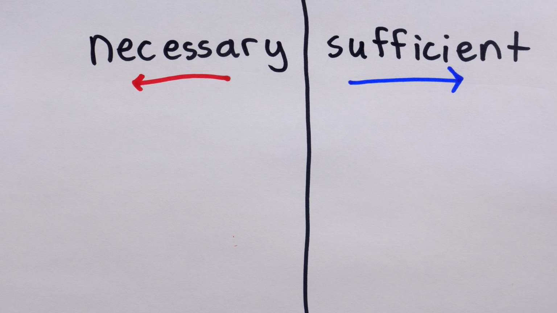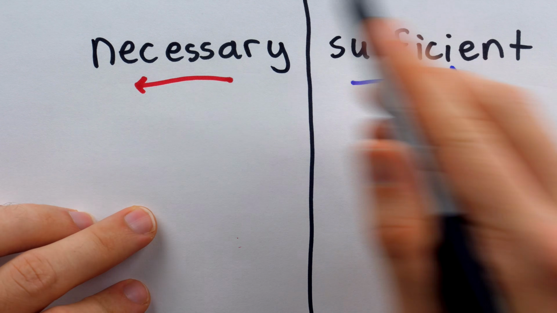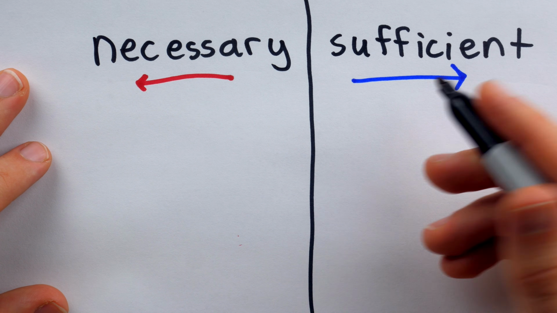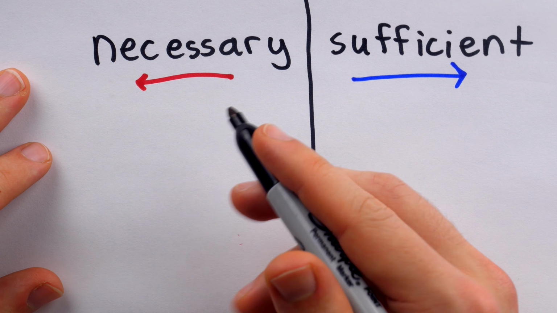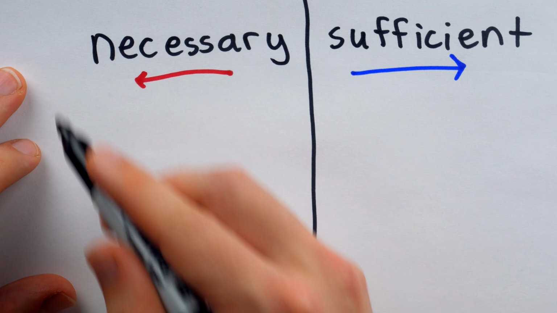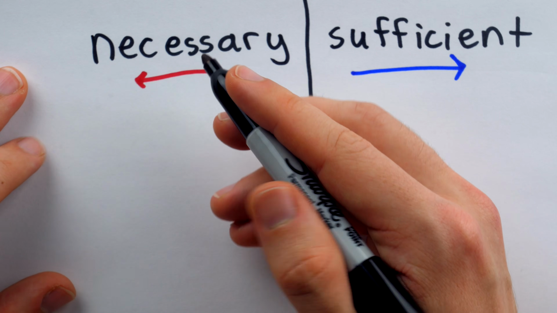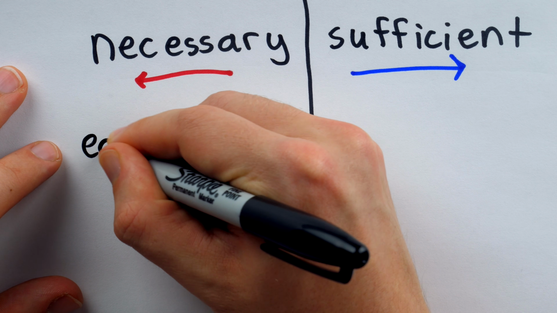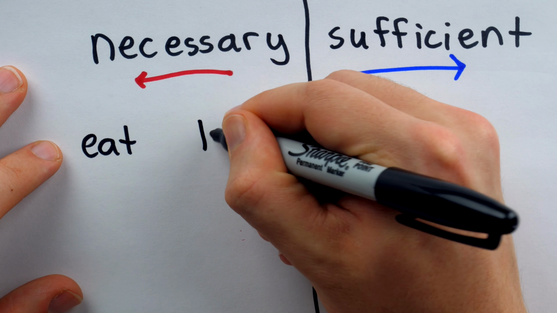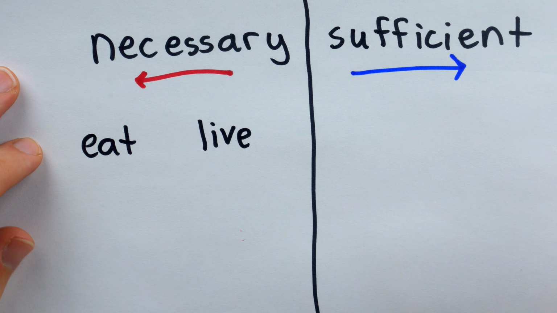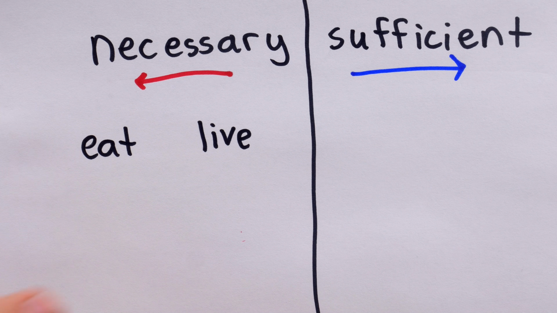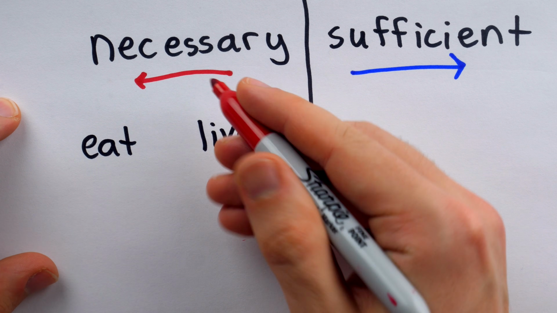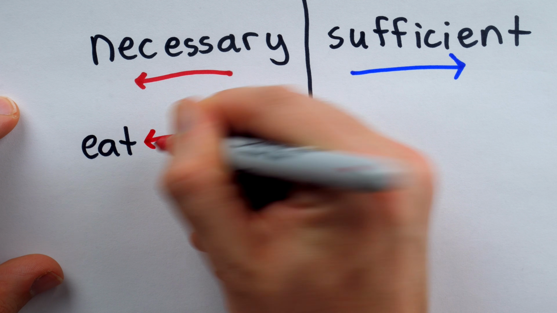If you've learned about mathematical proofs, then you know what I mean by these two words having opposite directions. But if not, let me explain. In the case of necessity, for example, it's necessary to eat in order to live. Since it's necessary to eat in order to live, if you are alive, that means that you must eat.